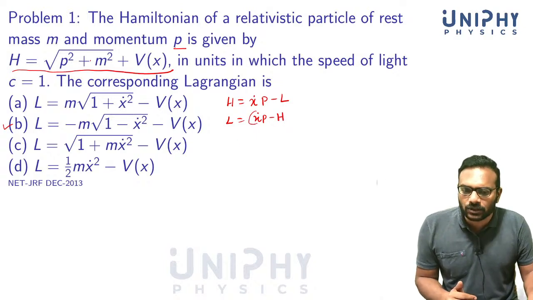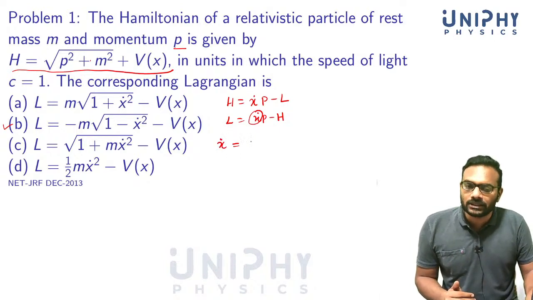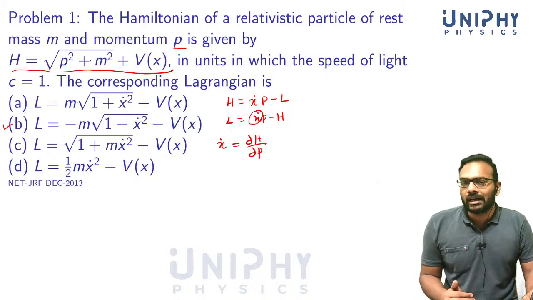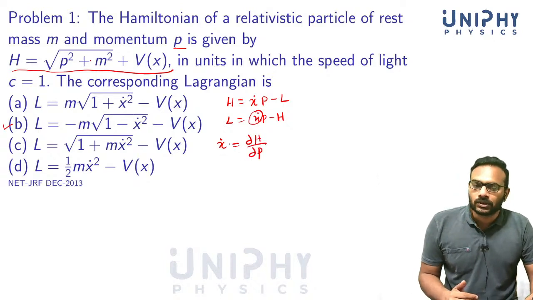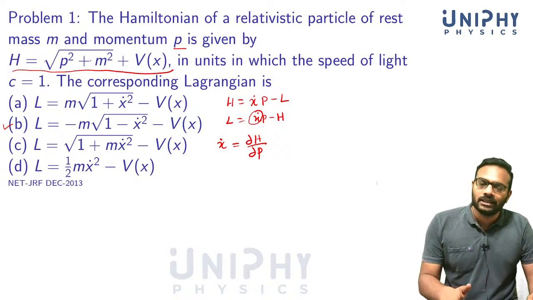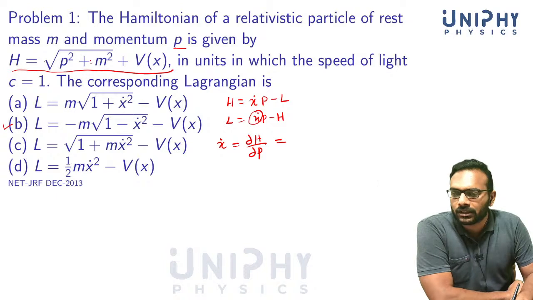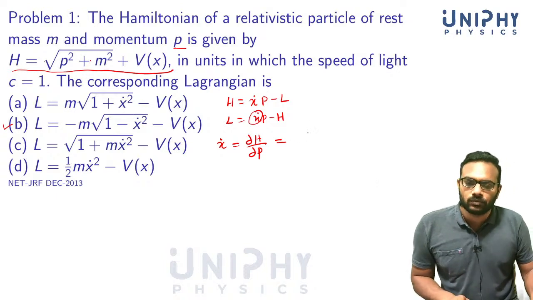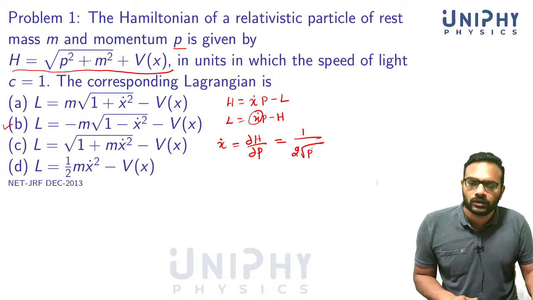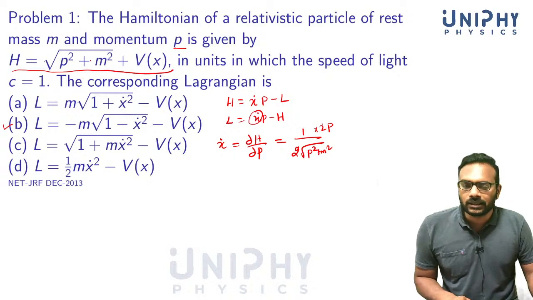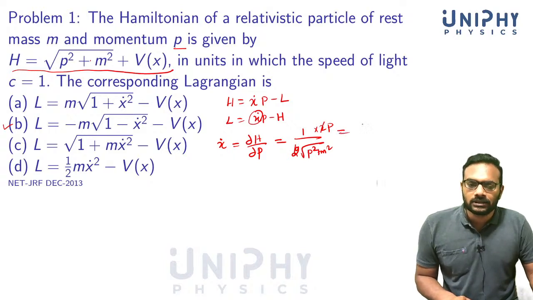Now, how do we get this x dot? We use Hamilton's equations. We see that x dot is equal to dou H by dou p. These are Hamilton's equations of motion. So the time derivative of x is given by the derivative of the Hamiltonian with respect to the momentum. So x dot equal to dou H by dou p, and we just take a derivative of this with respect to p. And what would that be? That's 1 by 2 square root of p square plus m square multiplied by 2p. You first take this derivative and then you have got this. So this is equal to p divided by square root of p square plus m square.